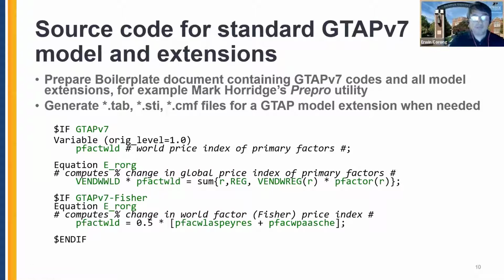Okay, so when I refer to source code, there are two source codes that I refer to. The first one is preparing basically a large boilerplate document that starts out with a standard GTAP model, but includes switches in certain areas, so that you can identify which part is a part of the standard GTAP model, and which is a part of another model extension.